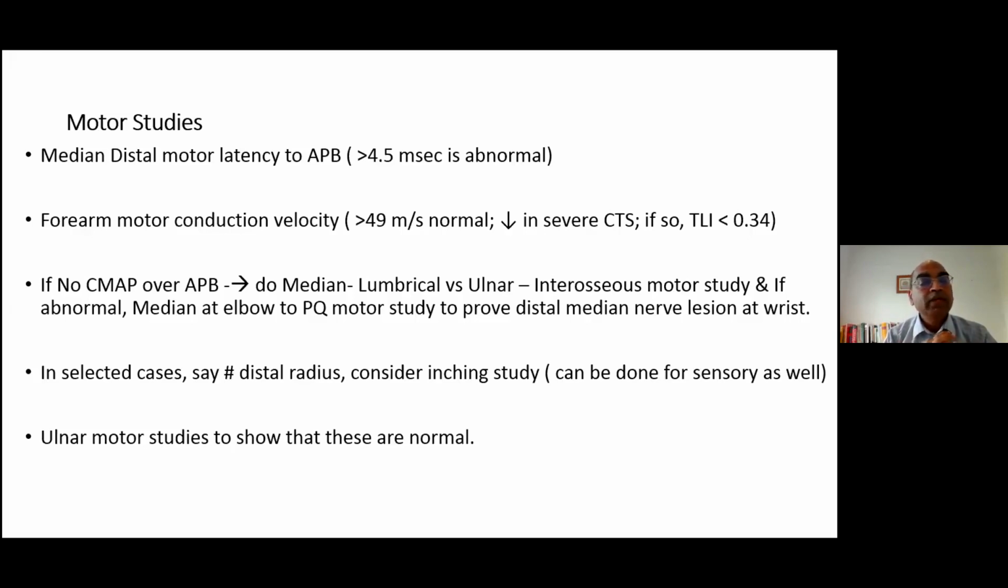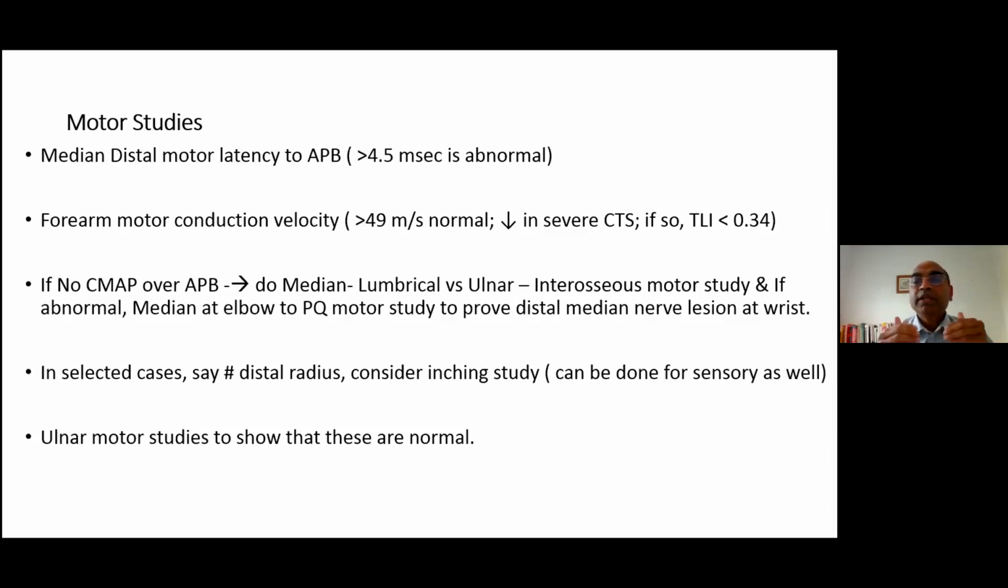So this is proving the conduction slowing is distal, not a part of a diffuse demyelinating pathology in the median nerve. Okay, so if there is no compound muscle action potential at all over APB, then we can do a median to lumbrical and ulnar to interosseous comparison in the motor study and prove that the delay is really in the wrist and it's only the median and the ulnar is normal. So you have to prove a median mononeuropathy which is entrapped and distally affected at the wrist.